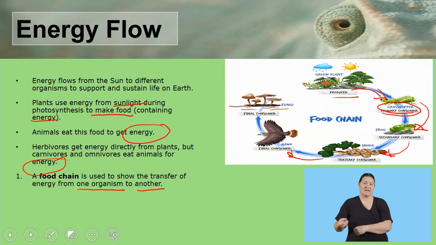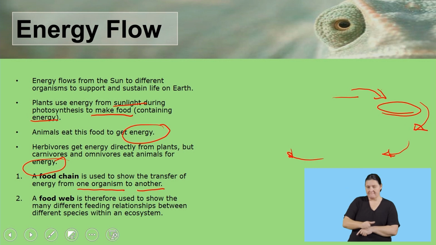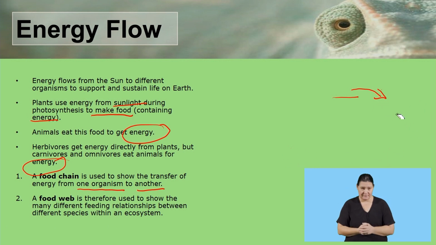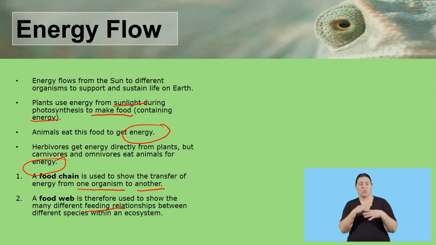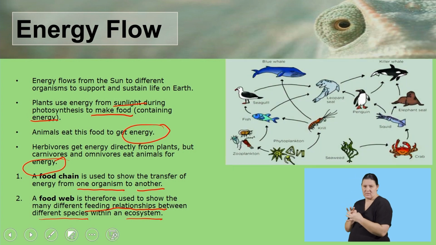Now we are going to look at the next method of energy transfer. Just going to quickly erase here because it's going to disturb our next picture. Right, so a food web, therefore, is used to show the many different feeding relationships between different species within an ecosystem. So what does that mean? Let us look at this picture.